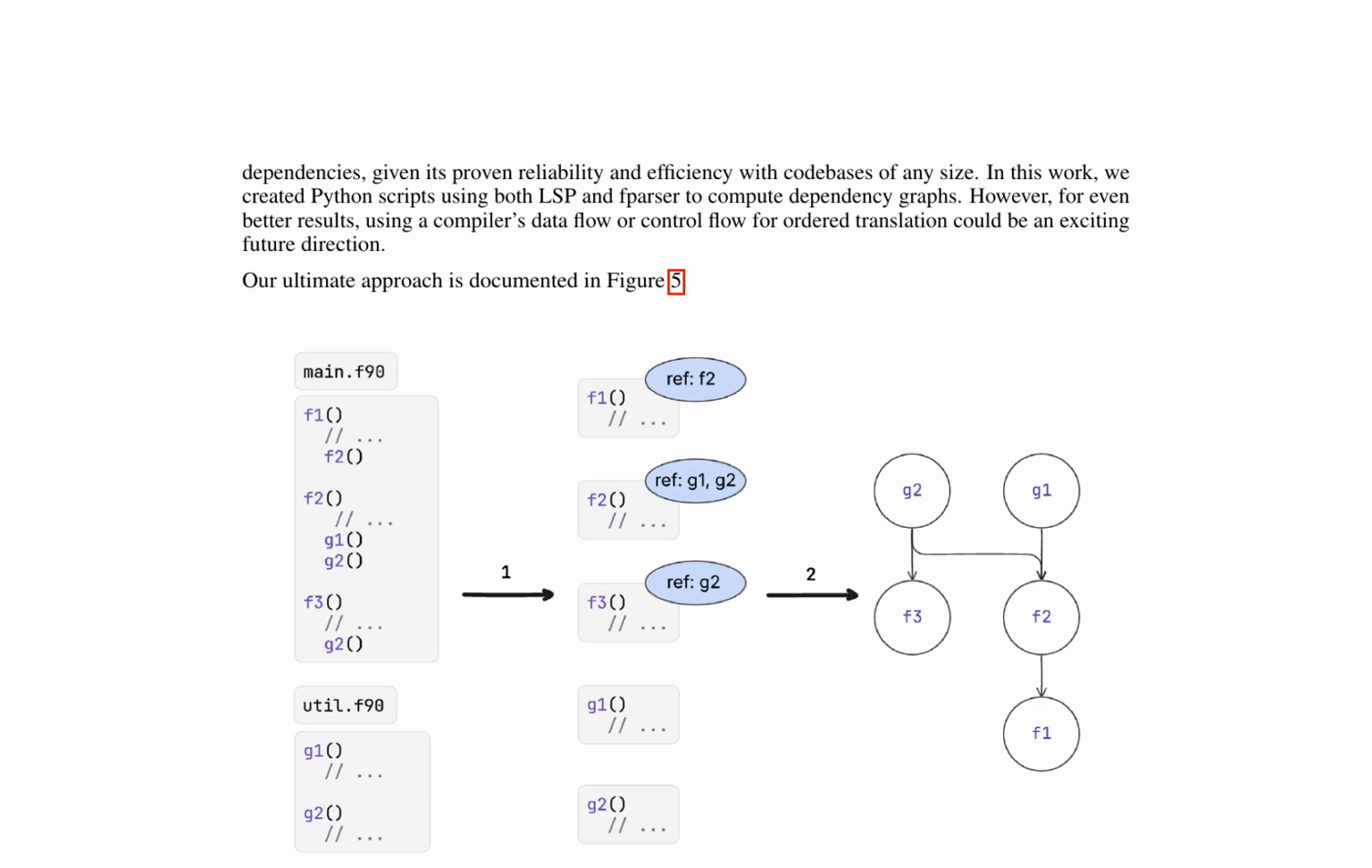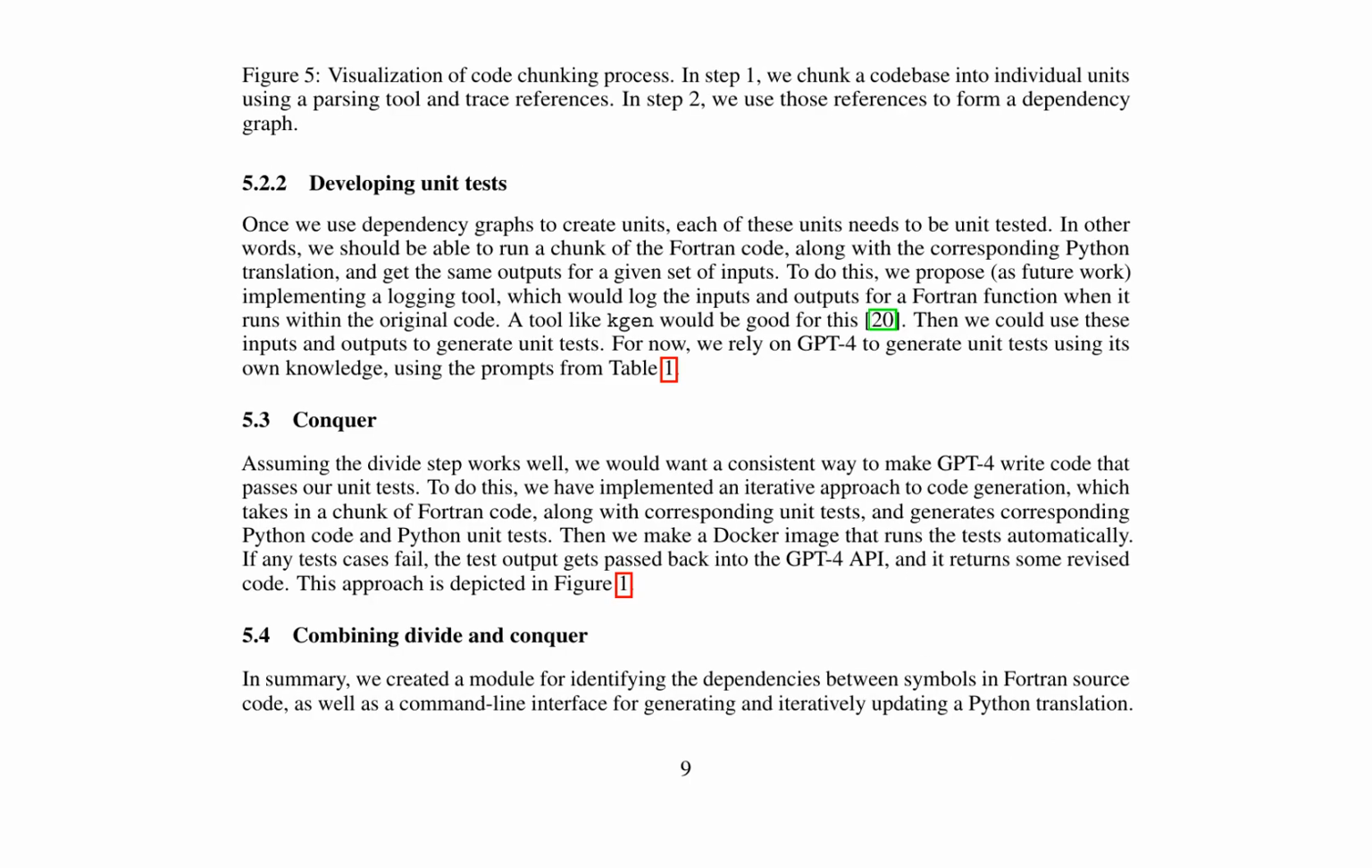To ensure these units function correctly, they must be unit tested. A logging tool, such as kgen, can log inputs and outputs for a Fortran function within the original code, generating unit tests. Alternatively, GPT-4 can be used to generate unit tests based on its knowledge, utilizing prompts from Table 1.